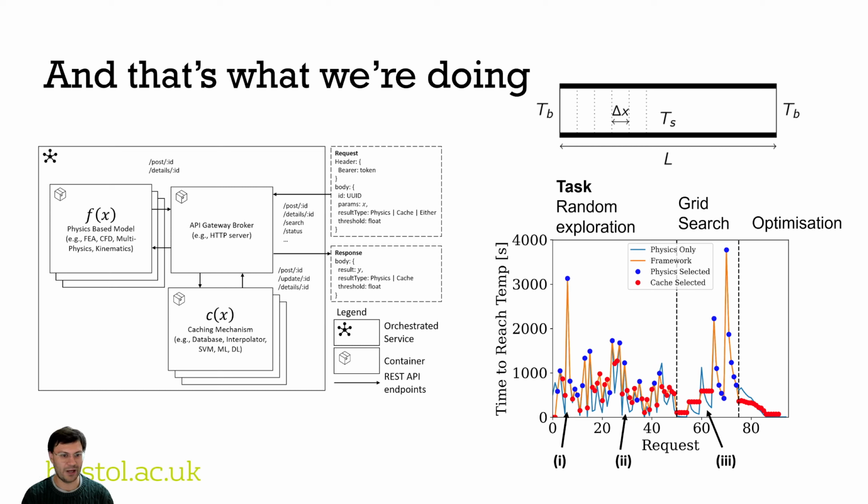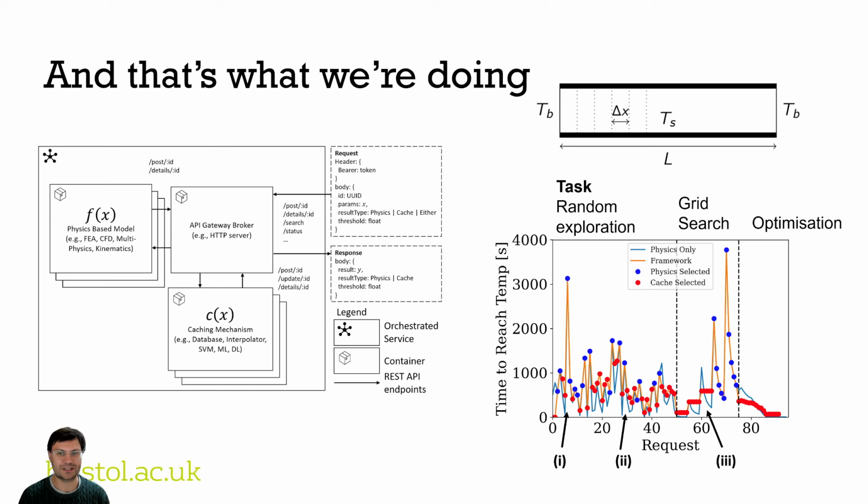So if they only wanted a rough guess or rough estimate, they might set a low threshold, maybe an 80% confidence, and the broker would first query the cache mechanism, be it the machine learning model. If that returns a result with that 80% certainty, then that will go back to the designer, never having to run a computationally intensive simulation. If it doesn't meet that threshold, it would then run the physics-based model, return the result to the designer, but also cache that and update the machine learning model.